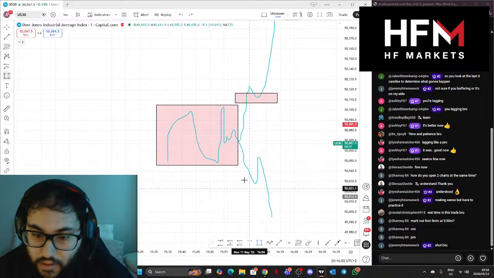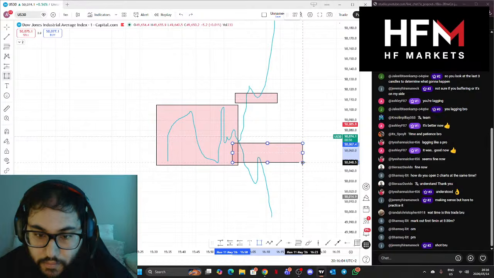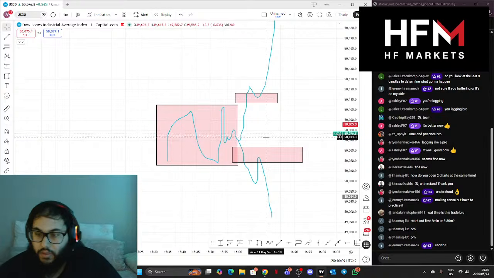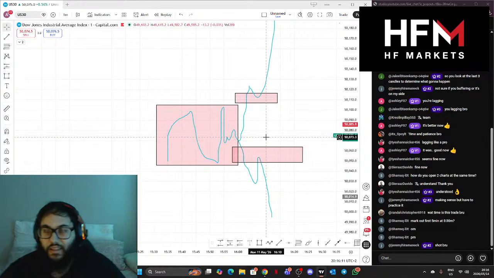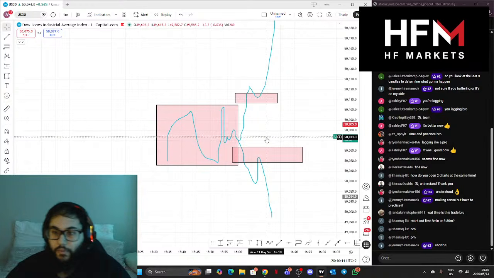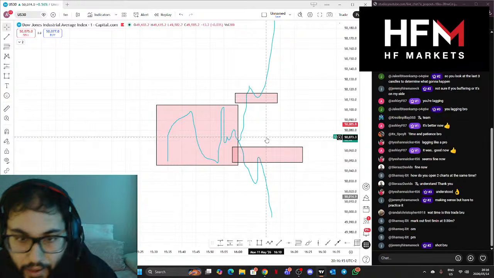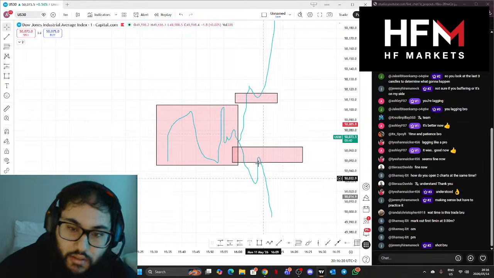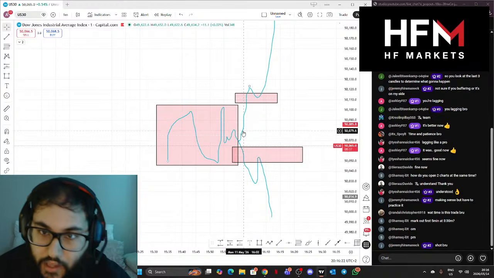It's so simple, guys. Honestly, it's very, very simple. That's all it is. It doesn't have to be difficult. Break out above, look for a retest, buy. Break out below, retest, take a sell. That's simple, guys.